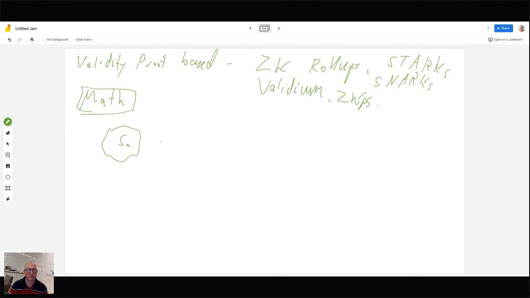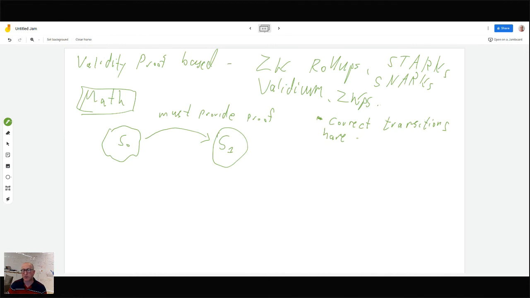So we have this state S0, and we have the program. Whenever you move it to the state S1, you must provide a proof, and everyone's going to be checking that proof. A proof is what you think it would be. We want correct statements, or transitions, correct transitions, to have proofs that are deemed to be correct.